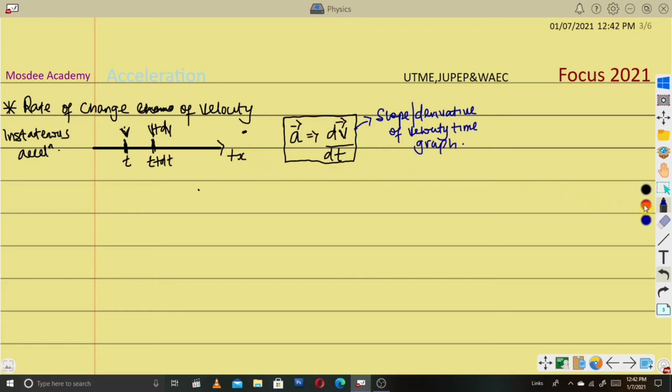Now, similarly, from what we have studied under the velocity time graph, when we differentiate the displacement time graph, we are going to get velocity. And when we differentiate the velocity time graph, we are going to get acceleration. Similarly, we can also say when we integrate the acceleration time graph, we are going to have velocity, and when we integrate the velocity time graph, we are going to have displacement.